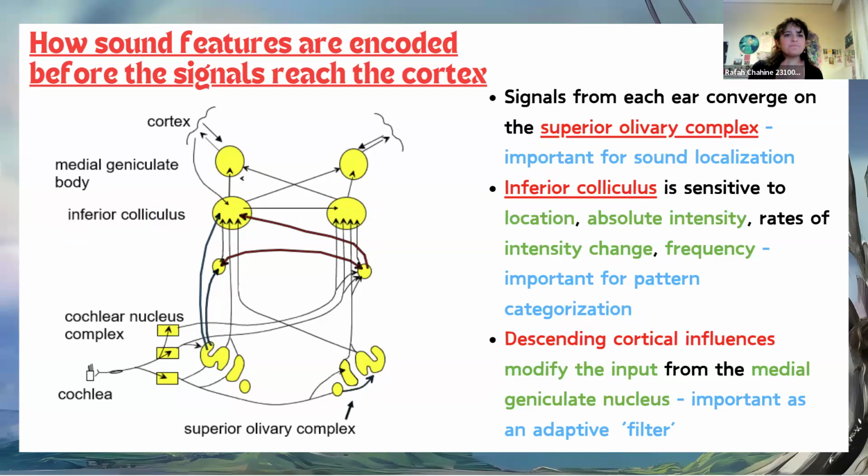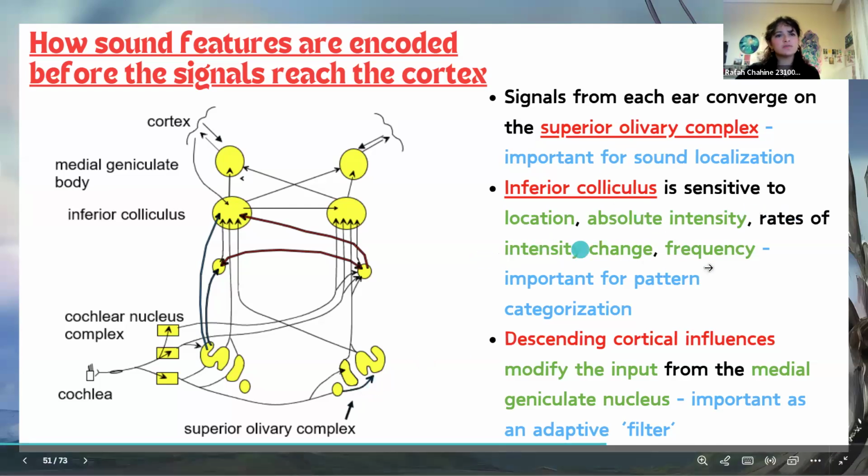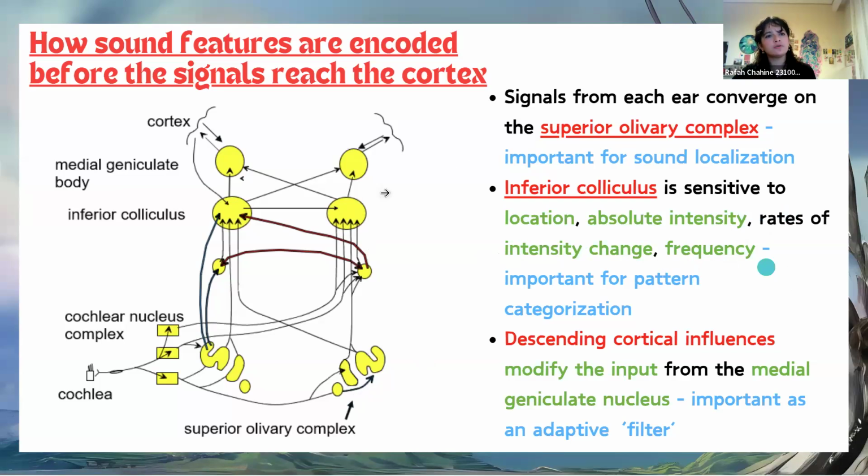What this means is that the main reason that you can differentiate between someone throwing a pen at a wall, or the sound of music, or the sound of typing, or someone singing, or someone recording a podcast, is because of the sensitivity to location, absolute intensity, rates of intensity change, and frequency that all occur at the inferior colliculus. So that's pattern categorization. You're categorizing different kinds of sounds that you're hearing.